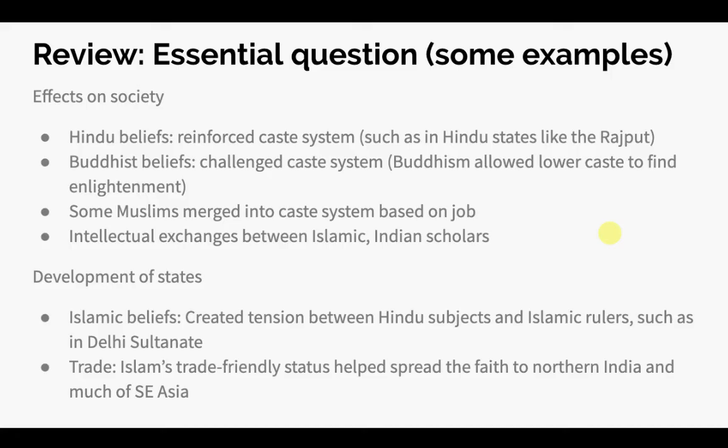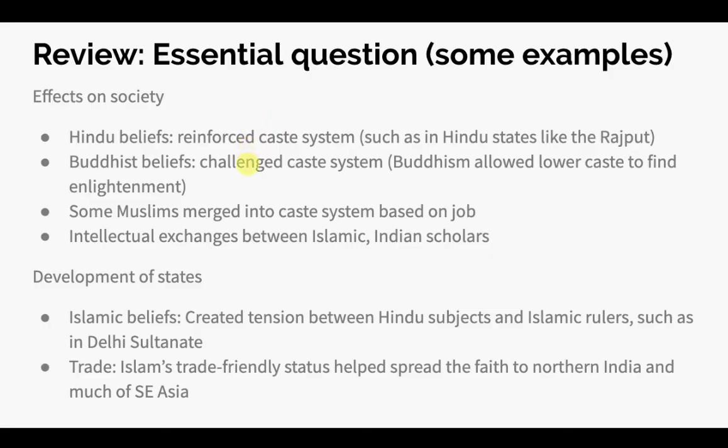So for our essential question, remember we had two effects we were looking for of these belief systems. One was the effects on society, and the next down here, the development of states. So effects on society. Hindu beliefs are going to reinforce the caste system, such as in the Rajput kingdoms. And remember, that's because your position on the social class in that system is dependent on the manner in which you worship the Hindu faith.